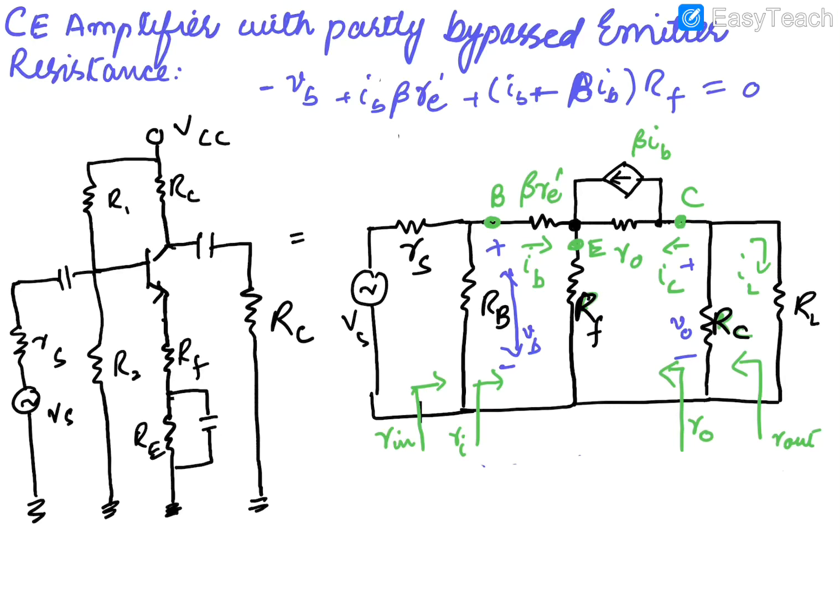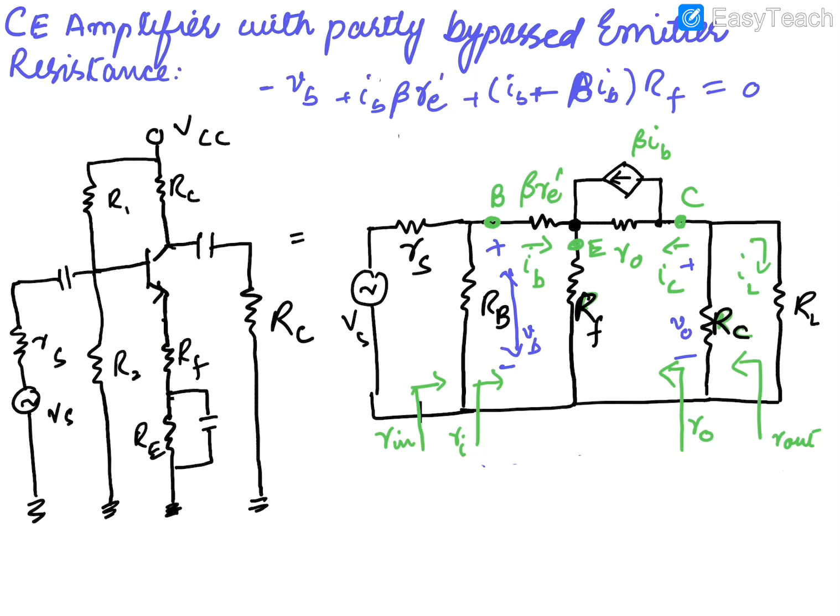Okay, last time we discussed the simple common emitter amplifier with fully bypassed emitter resistance. So today we will discuss another circuit of common emitter amplifier with partly bypassed emitter resistance. So here we have basically divided the total emitter resistance, which is also RE, into two parts. One is RE that has a capacitor in parallel, and the other one is RF, which is simply connected with RE in series, and it has no capacitor in parallel.